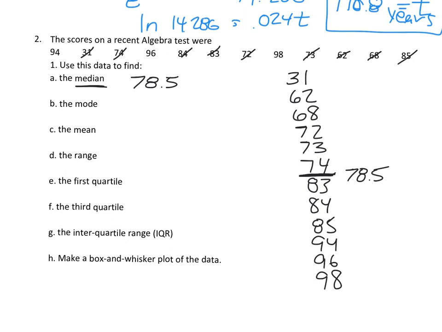The mode is the one that occurs most often. In this case, there's no repeats whatsoever. So in this case, there would be no mode. The mean, I would need to add up all these and then divide by how many numbers you have.